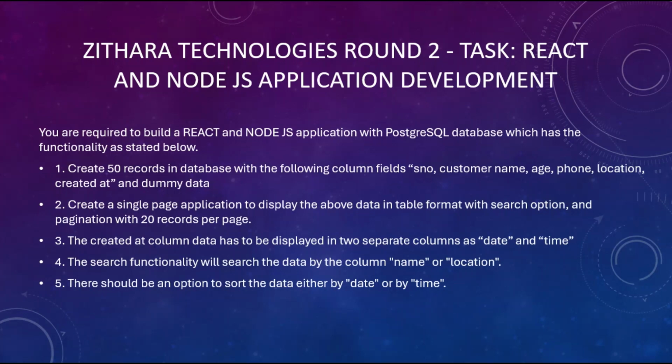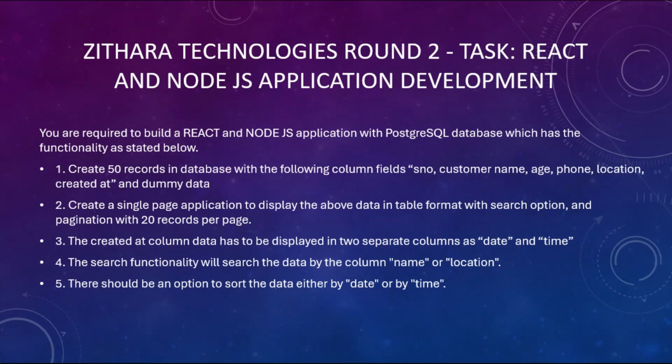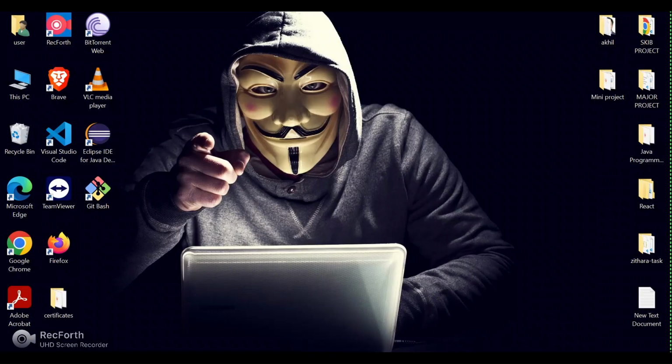The created at column data has to be displayed in two separate columns as date and time. The search functionality will search the data by the customer name or location. There should be an option to sort the data either by date or by time. The task is to build a React and Node.js application with a PostgreSQL database.